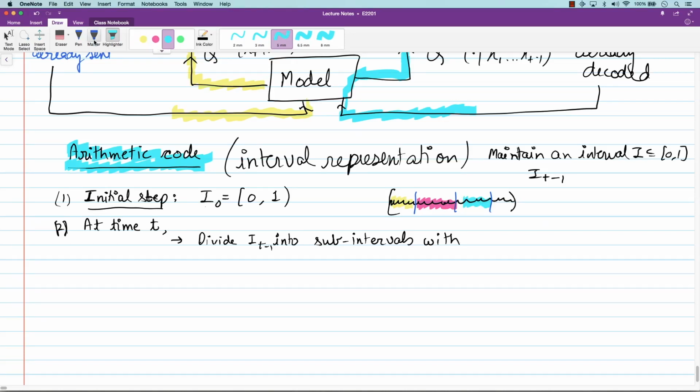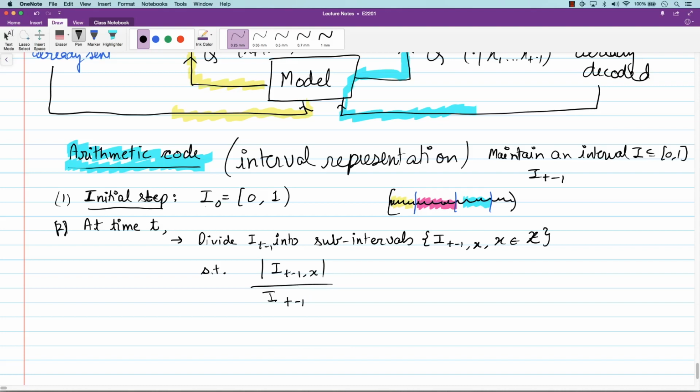So these subintervals correspond to different symbols. Let me be more specific: divide It minus 1 into subintervals, one corresponding to each symbol. These subintervals are It minus 1 comma x, for different x in your alphabet, such that the length of the subinterval It minus 1 comma x, divided by the length of the original interval It minus 1, is the length.